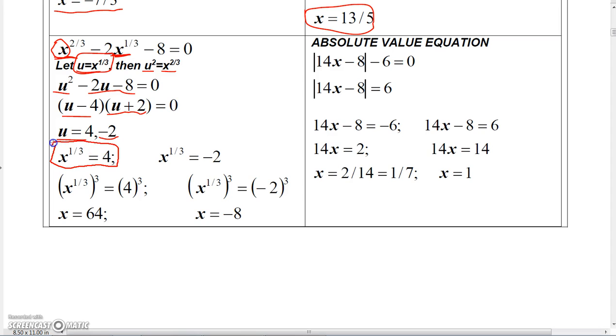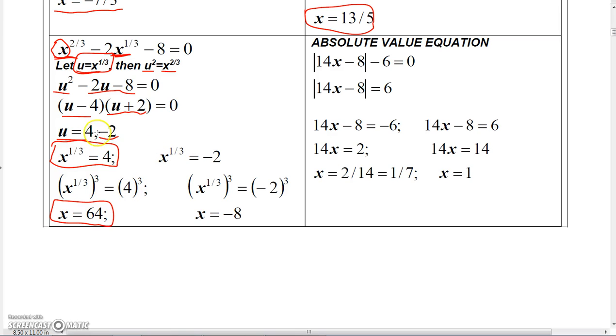And now we know how to solve this. We can eliminate the 1/3 power by just cubing both sides. So if I cube both sides, I'll get x equals 64. Now a lot of students get this backwards. They think if x to the 1/3 equals 4, then x would equal the cube root of 4. But no, it's actually x would equal 4 cubed.